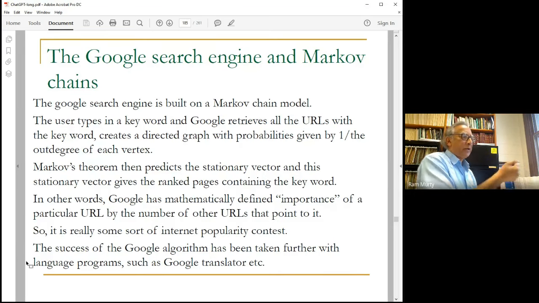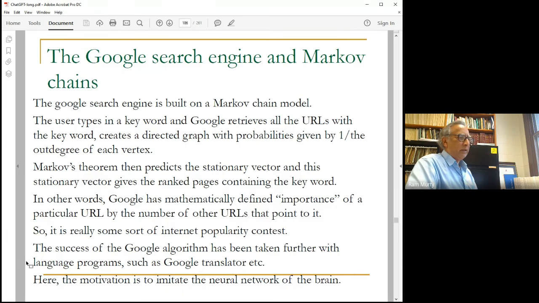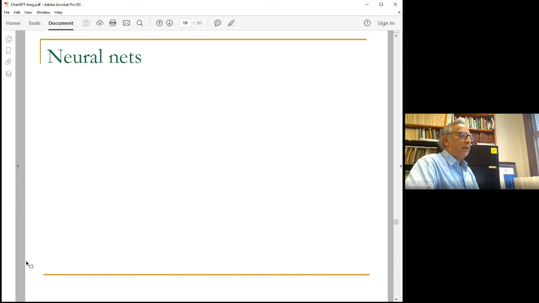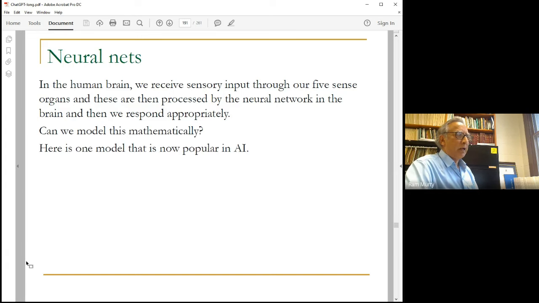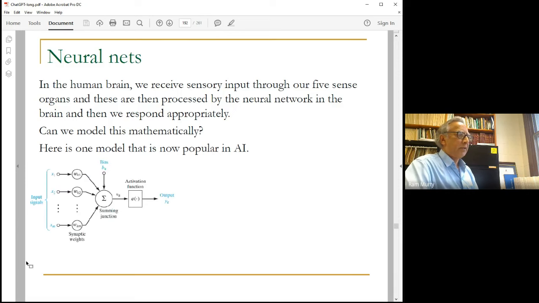The success of the Google algorithm has been taken further by language programs and Google Translator, and finally ChatGPT is an offshoot of all of that. The motivation in these newer models, especially language translation, is to imitate the neural network of the brain. So what are these neural nets? In the human brain, we receive sensory input through our 5 sense organs, and these are then processed by the neural network in the brain, and we respond appropriately. So the question is, can you model this mathematically? Here is one model that is now popular in artificial intelligence.